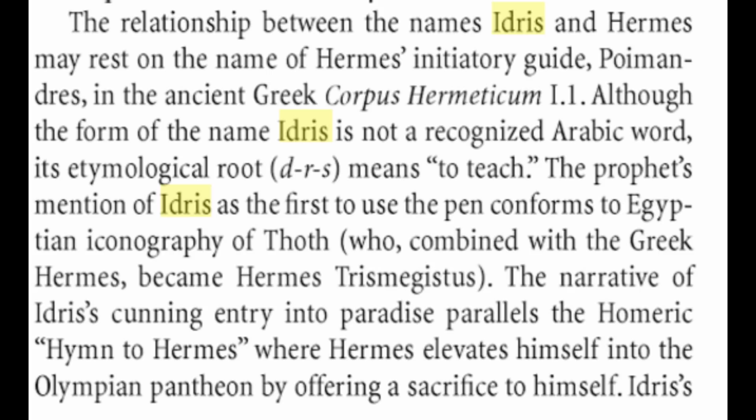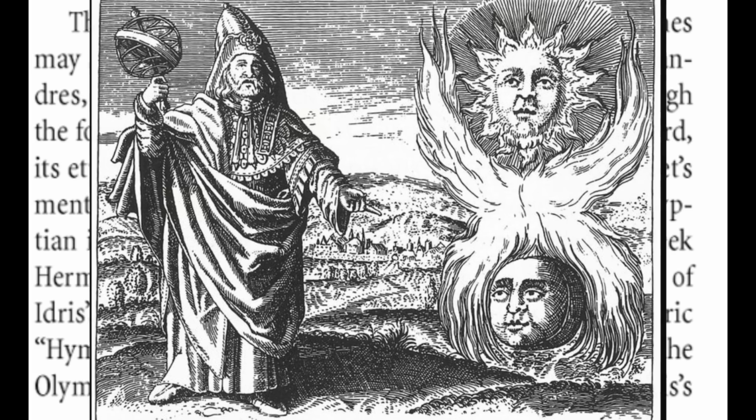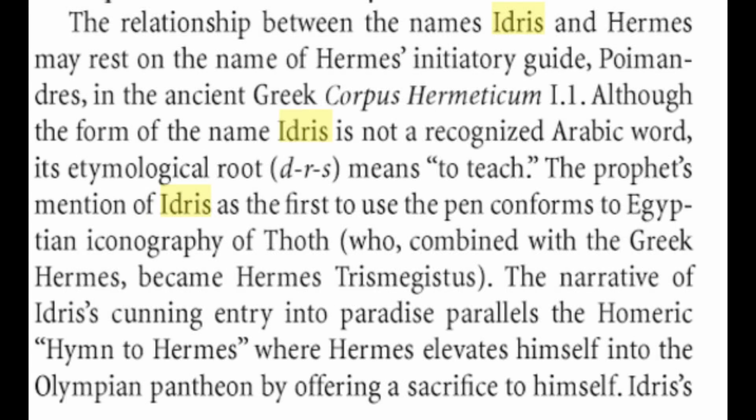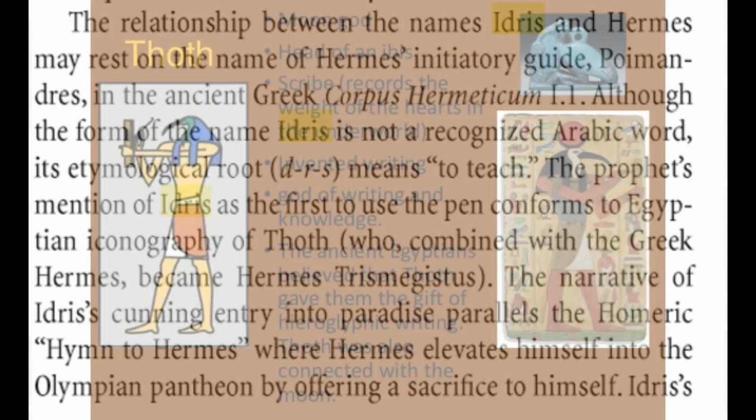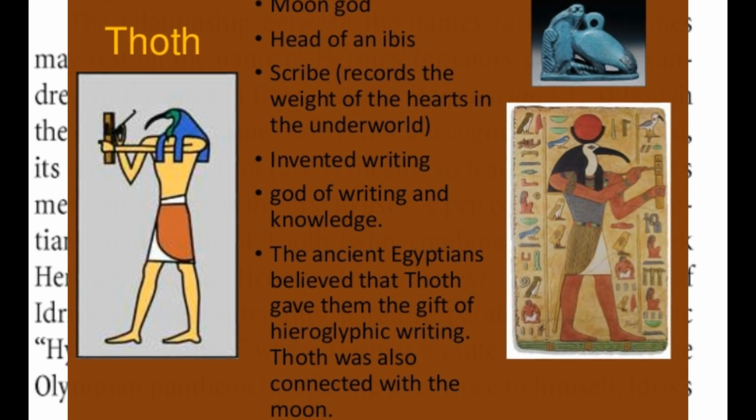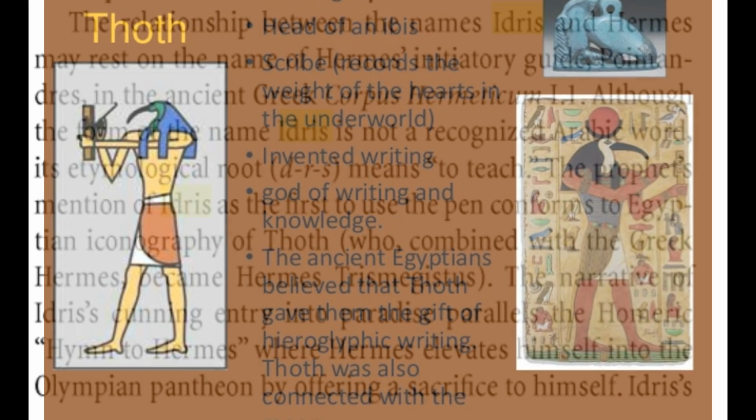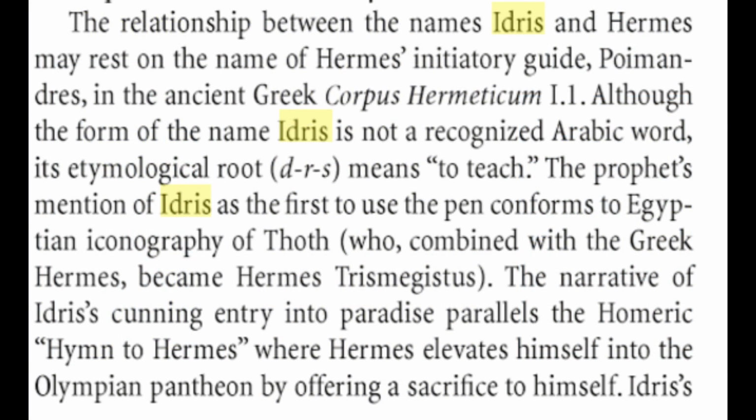It says here, the relationship between the name Idris and Hermes, right, Thoth, may rest on the name of Hermes' initiatory guide, Poimandris, in the ancient Greek Corpus Hermeticum. Although the form of the name Idris is not a recognized Arabic word, its etymological root, drs, means to teach. The prophet's mention of Idris as the first to use the pen conforms to Egyptian iconography of Thoth, right? The first to write, the first to use the pen. Also, Enoch is given credit as the first one to write down a book, like the book of Enoch.